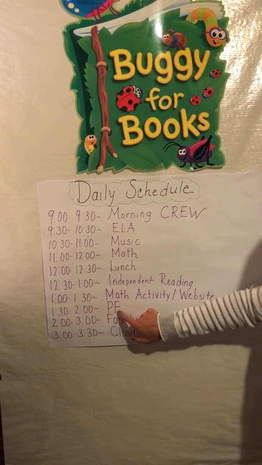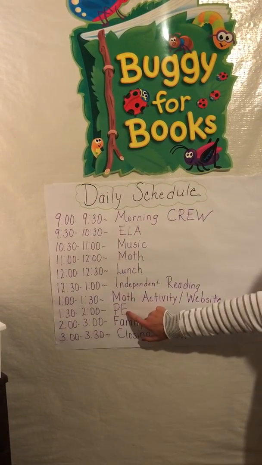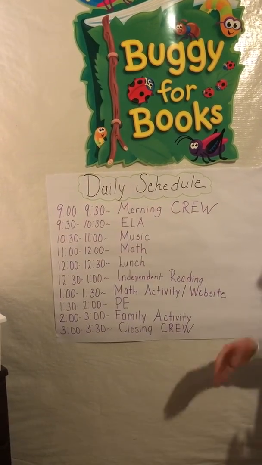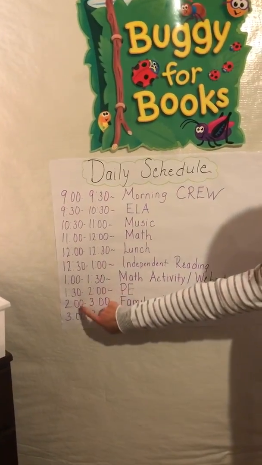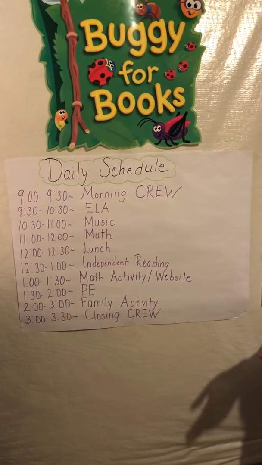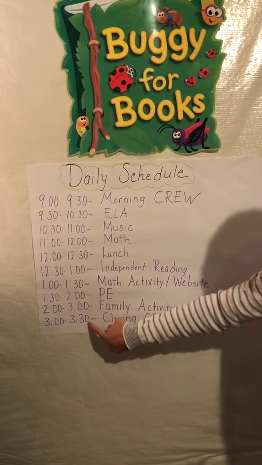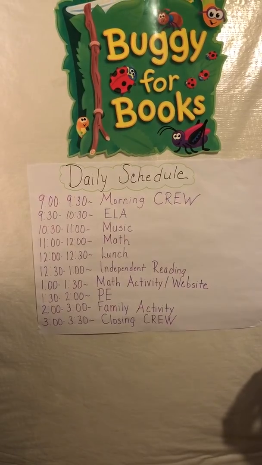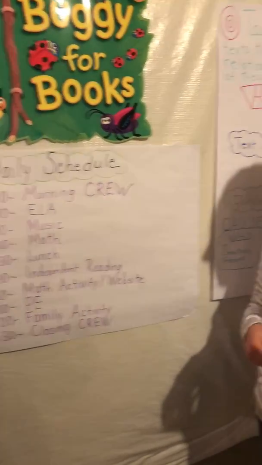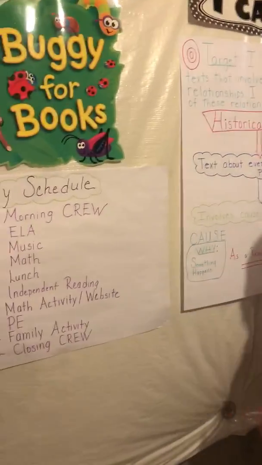1:30 to 2, get outside, get some PE, physical activity, and you can do that outside, inside, as long as you're moving and exercising. You definitely need to stay active. 2 to 3, family activity. That could be a card game, a board game, any type of game with your family. 3 o'clock to 3:30 is our closing crew time. We're going to log back into Zoom in the afternoon and check back in with you to see how your day was. So that is just a suggested schedule.